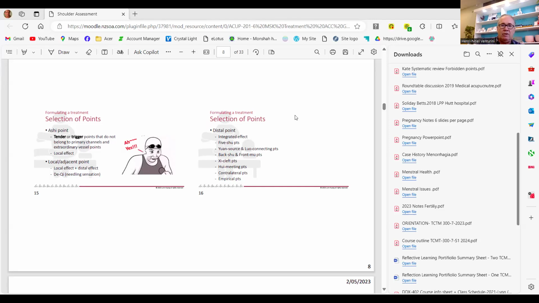Xi cleft points are great because xi cleft will help. Sorry, the one I was talking about is stomach 38. Thank you, stomach 38. My apologies. I know the names, but I don't know the numbers. So please feel free to correct me. Thank you.